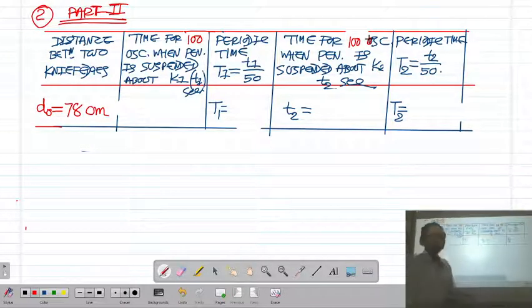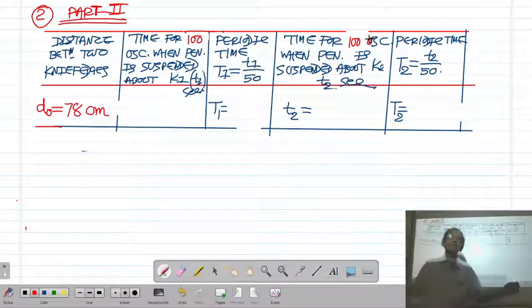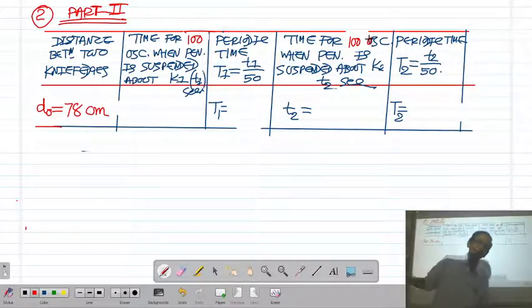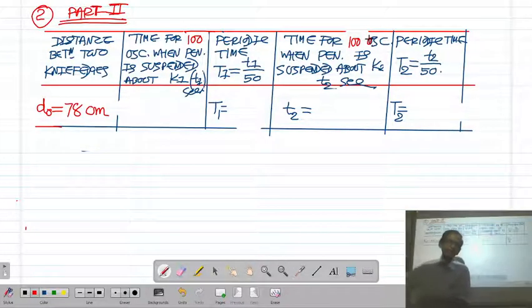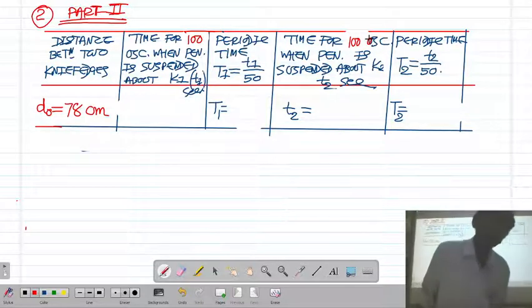Now in part two, what you have to do? Adjust the distance between K1 and K2 to 78 centimeter, 34 centimeter on each side. Keep the K1 knife at 34 centimeter distance from the center of the Kater's pendulum, and keep the K2 knife at 34 centimeter distance from the center. So the total distance between the two knives K1 and K2 is adjusted to D0, 78 centimeter.